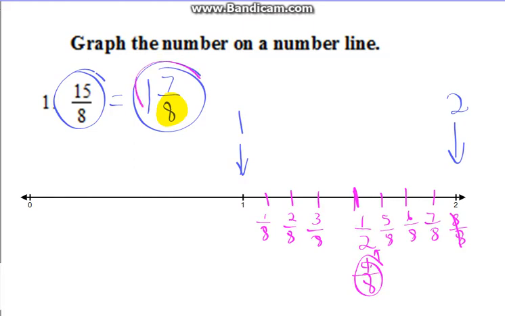So what we're graphing again is 1 and 7/8. So we're at 1 and now go to 7/8 from there. So there's 1, 2, 3, 4, 5, 6, 7. So to graph it, we'd put a closed dot at 1 and 7/8. And that's your answer.